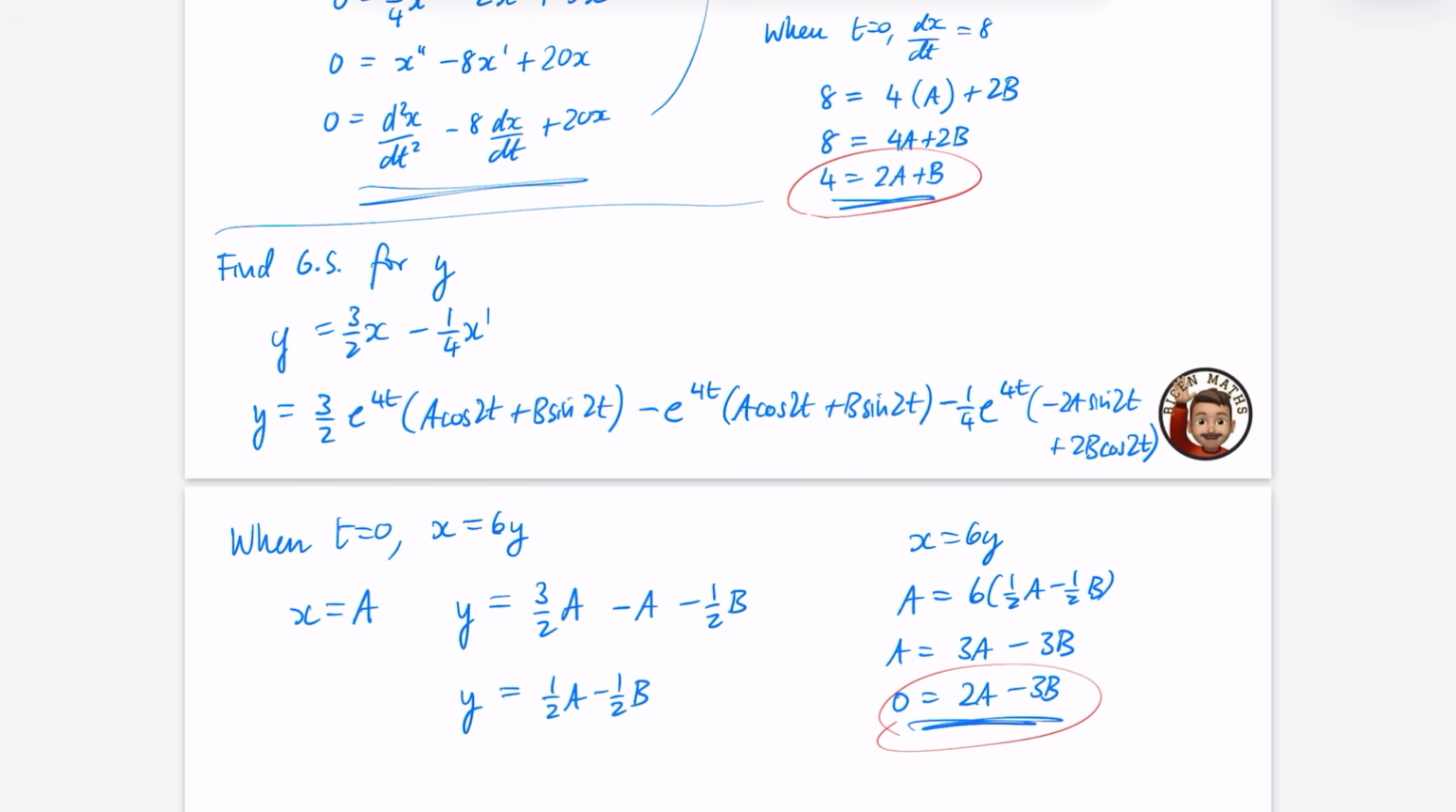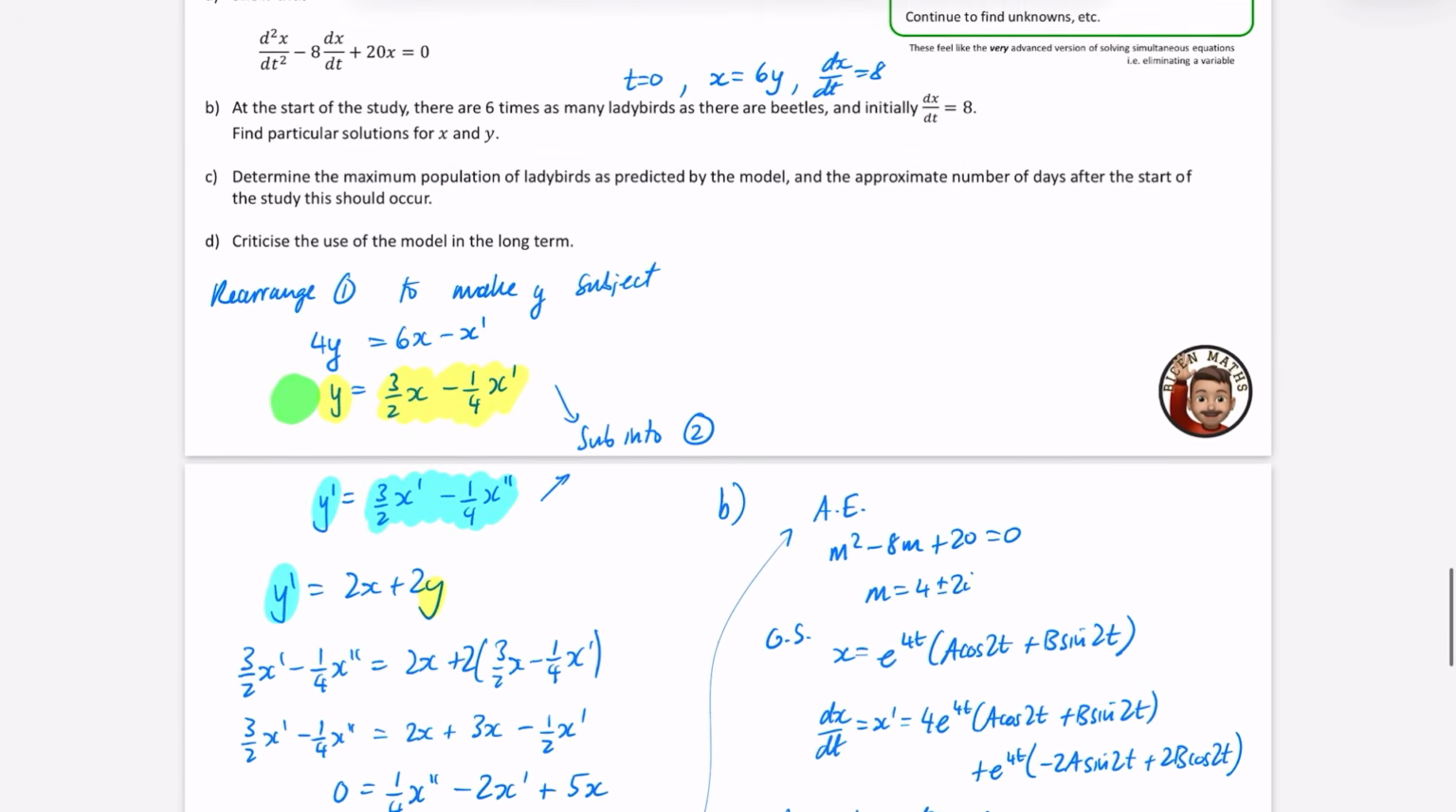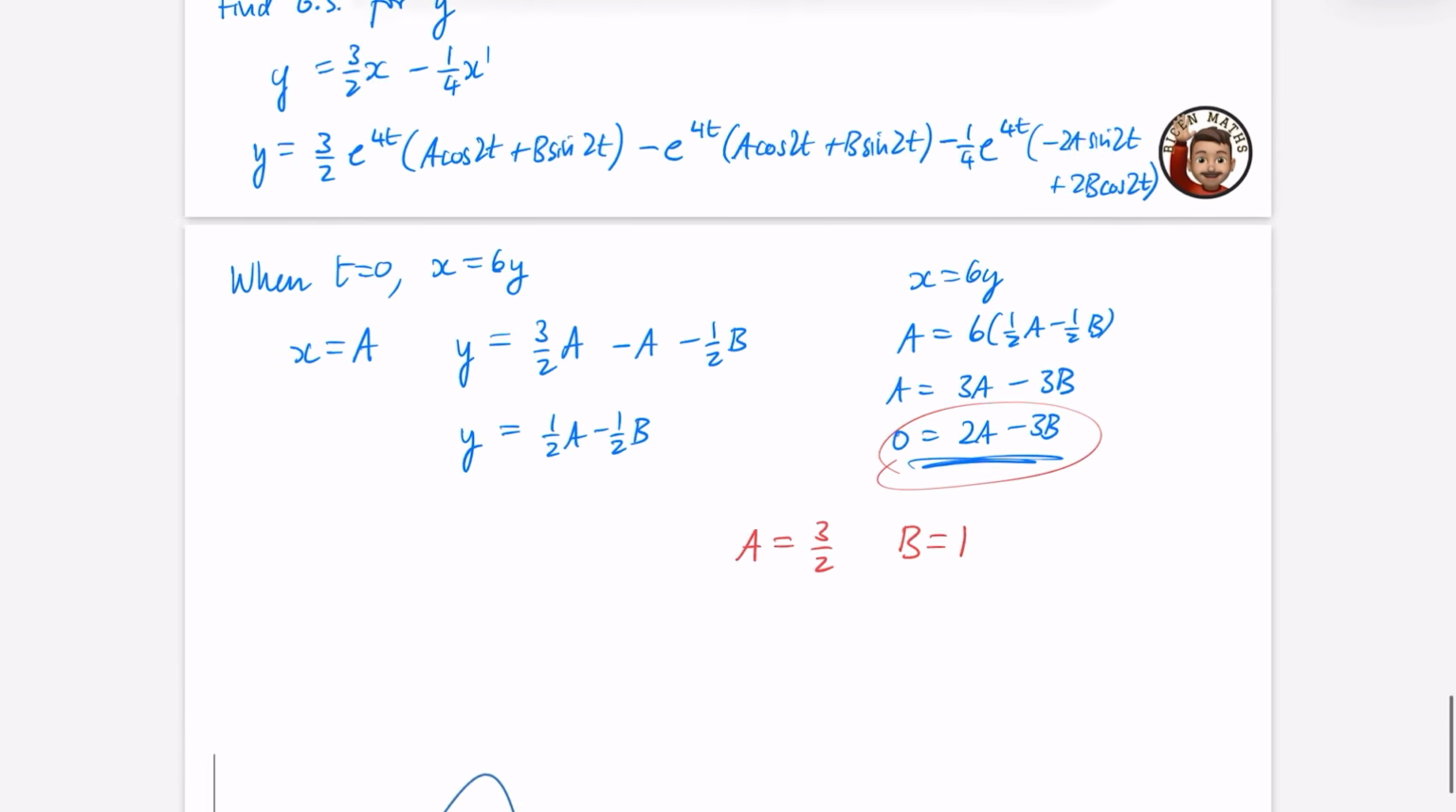These questions are no joke. So there is a 2, a minus 3, and a 0 for the bottom one. And then a 2, a 1, and a 4. And what we then get from the solution to those two equations is that a is 3 over 2 and b is 1. We're not finished because we actually need to find out the particular solutions for x and for y.